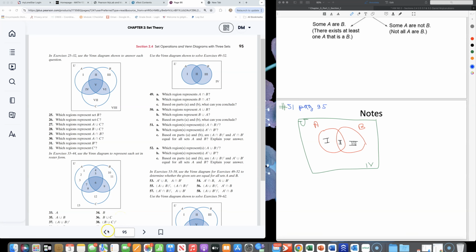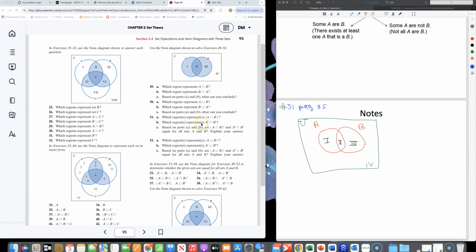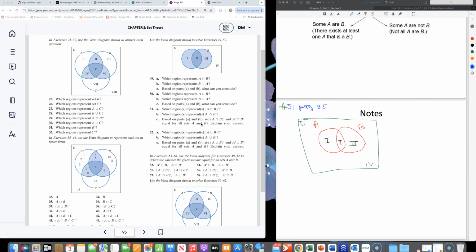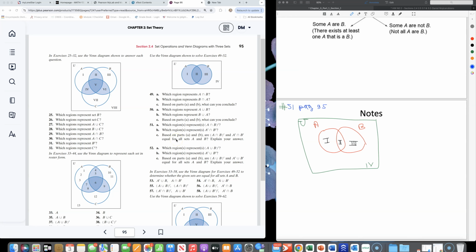Okay, class. In this video, I would like to use one exercise from your textbook to comment a little bit about the application of De Morgan's law. We are looking at exercise number 51A, on page 95. So I'm talking about this one.